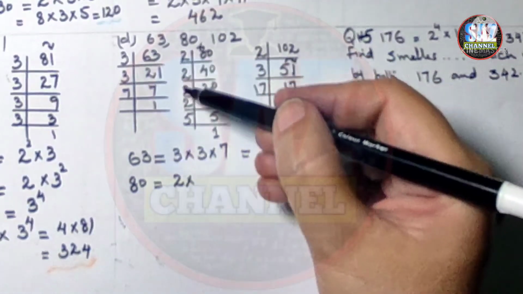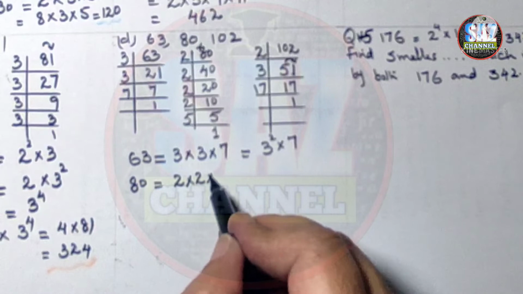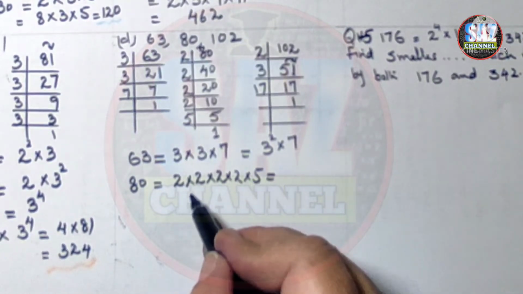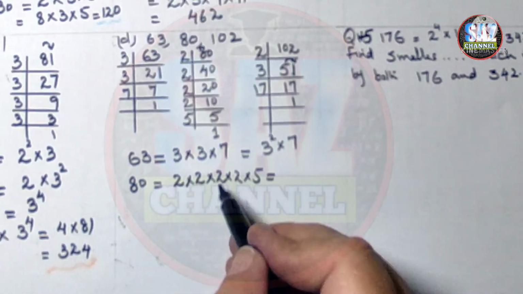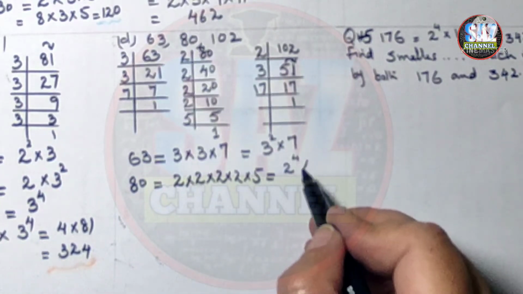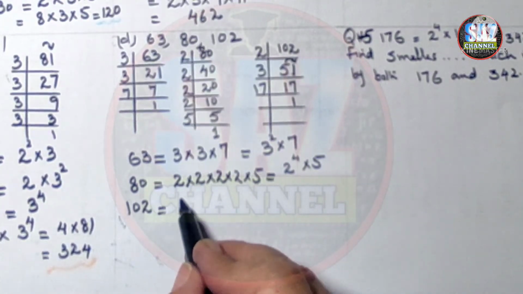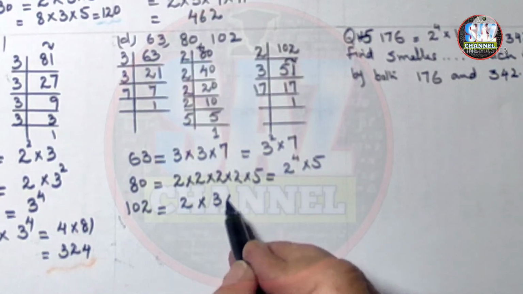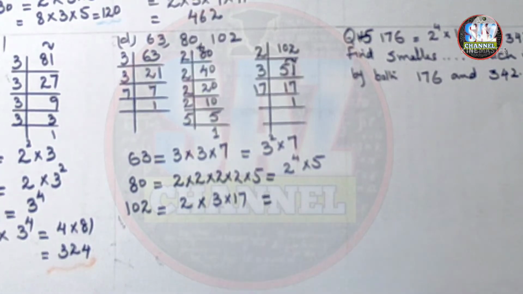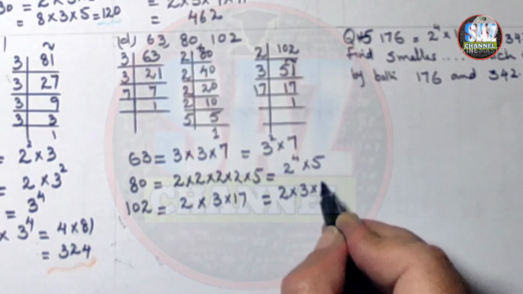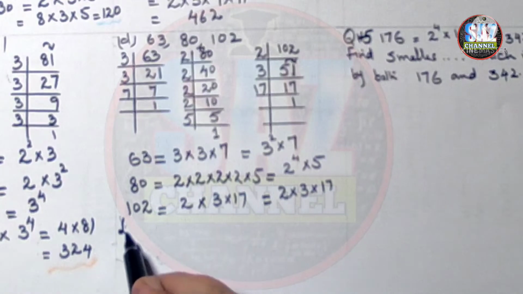2 1, 2 3 4, 2 3 and 4 multiplied by 5, and the index notation of 2 will be 2 raised to power 4 multiplied by 5. And for 102, 2 multiplied by 3 multiplied by 17. 17 times 6, 6 sevens are 42. Yes, this is okay.